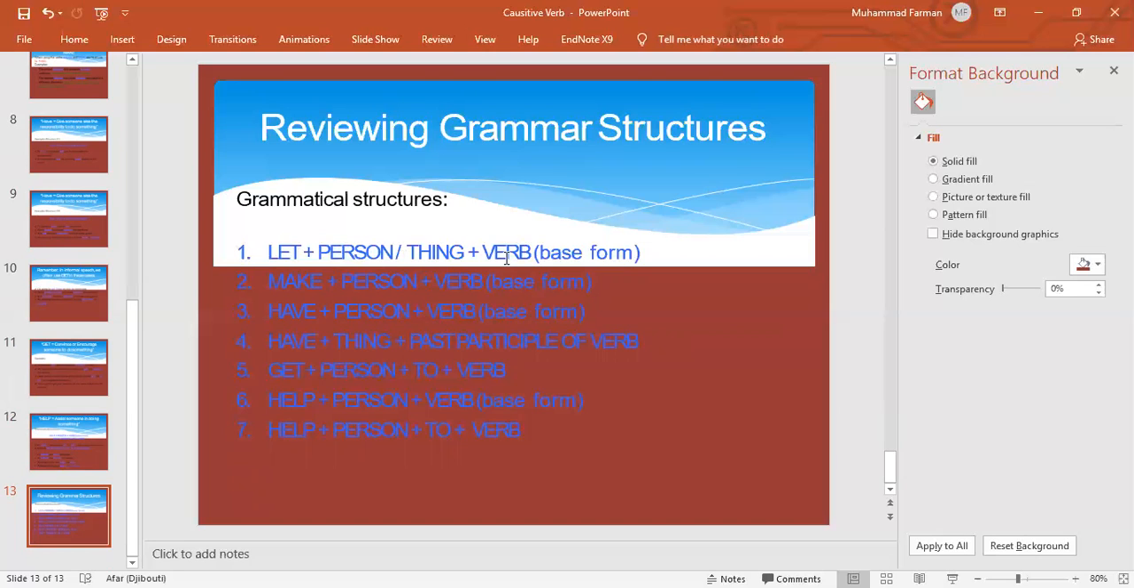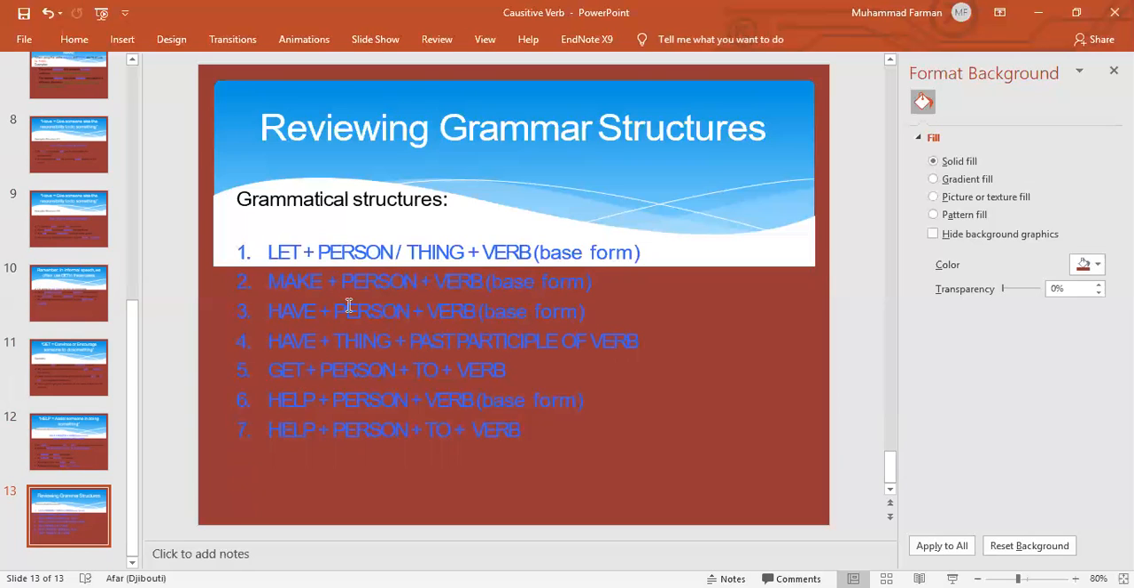Base form जैसे कि आप समझते हैं कि base form ये first form of verb है, verb की first form है, और उसे हम first form के तौर पर ही consider करते हैं. Base form ko sometimes we also call it a root form or the first form of the verb. After that, have plus thing plus past participle.